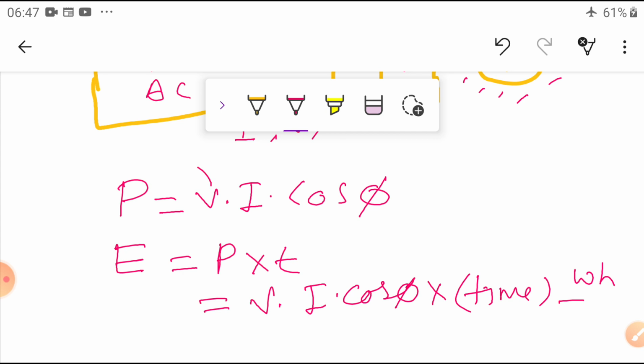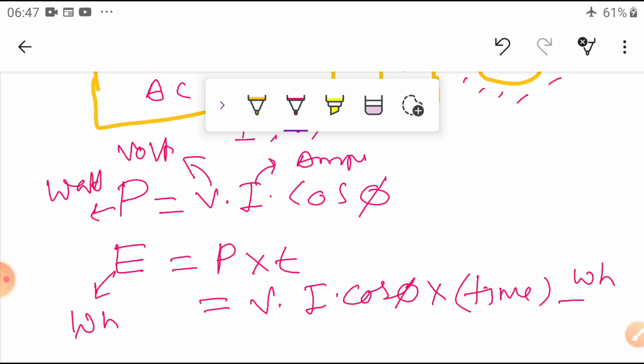Here, what is the unit of voltage? Volts. What is the unit of current? Amperes. What is the unit of power? Watts. Similarly, what is the unit of this one? Watt hour, or joules per second. Okay, so these are the basic things.